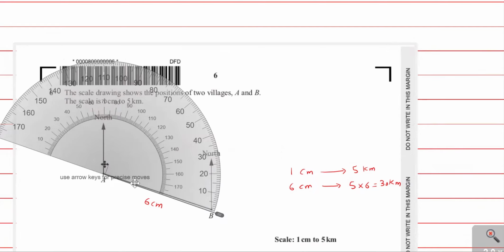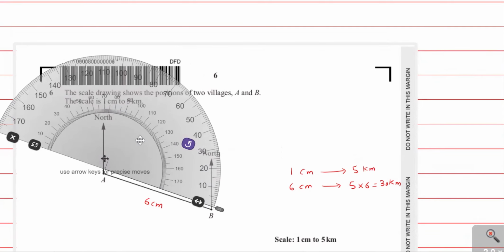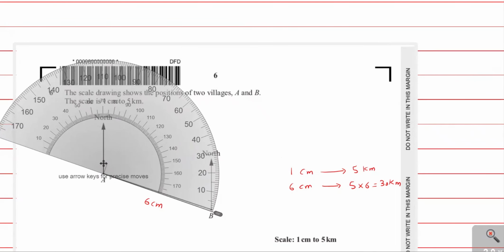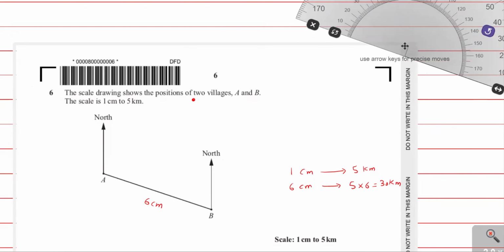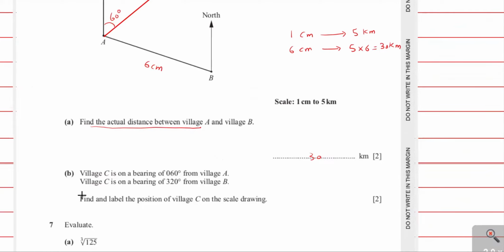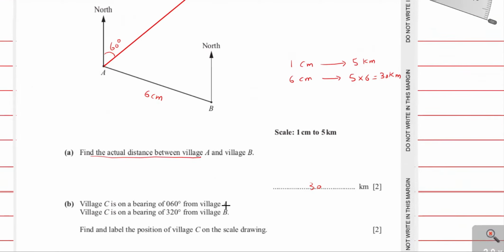We will draw the 60 degree angle here by the protractor. Look here, this is the position of 60 degrees, and we will mark the point here and draw the line from A to that point. This is the 60 degrees from the north at A, and village C lies on this line at any position. Next, village C is on a bearing of 320 from village B.